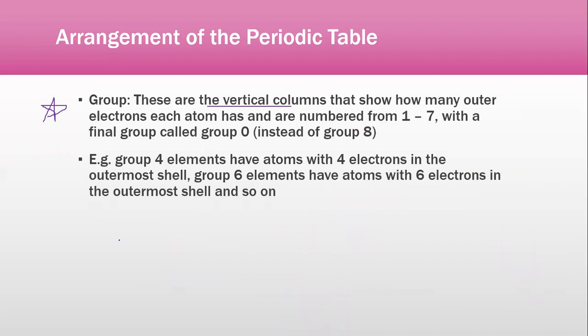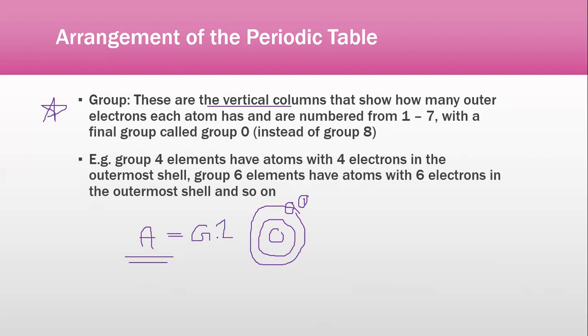For example, अगर कोई एक element A है, which is in group number 1, which means that in its outermost shell, I don't know how many shells it has, I don't know the period number, but the outermost shell would only have 1 electron. क्योंकि जो A था ये किस ग्रुप में था? It was in group number 1.